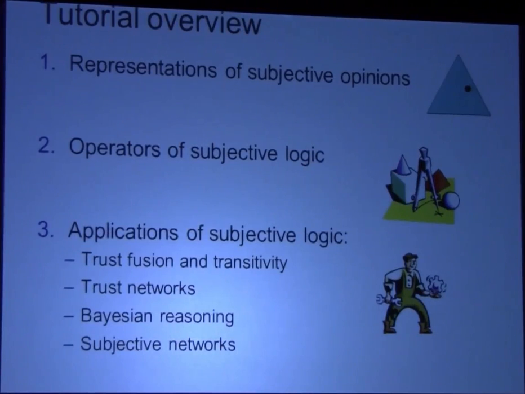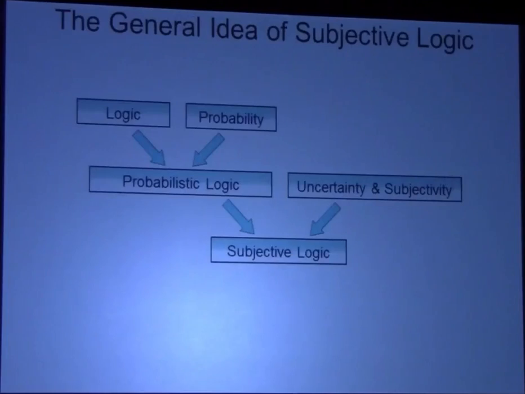Like if you ask two people about an opinion about the same thing, and they say different things, how can you combine those two pieces of advice? This becomes trust networks. And then subjective logic can also be used for Bayesian network modeling. So that becomes Bayesian reasoning. And by combining trust networks and Bayesian networks, it becomes subjective networks.